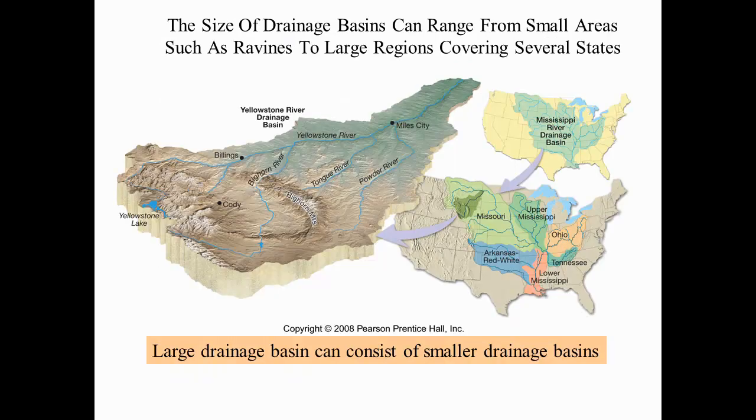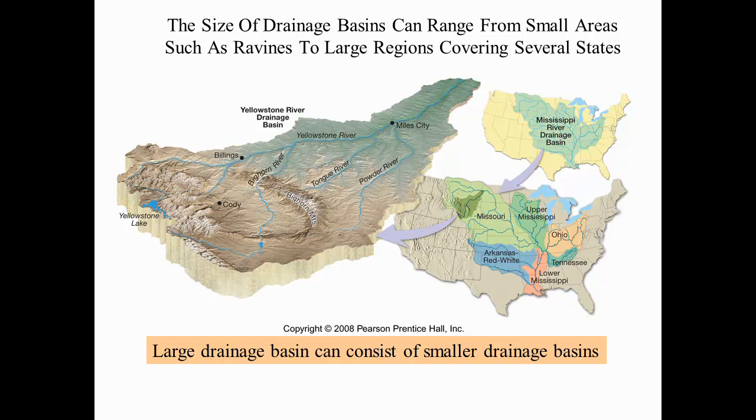Now, the size of drainage basins can range anywhere from small areas, such as ravines, to very large regions covering several states. For example, in the upper right-hand corner of the map of the U.S., notice that the Mississippi River drainage basin covers almost 1/2 of the entire country.